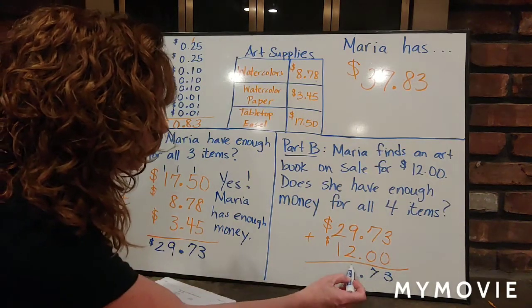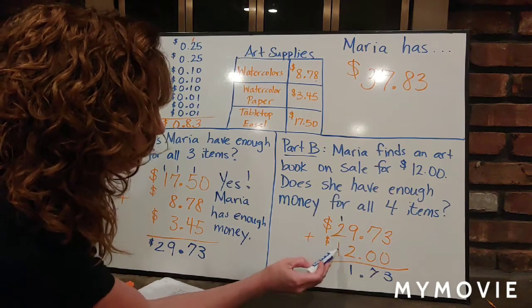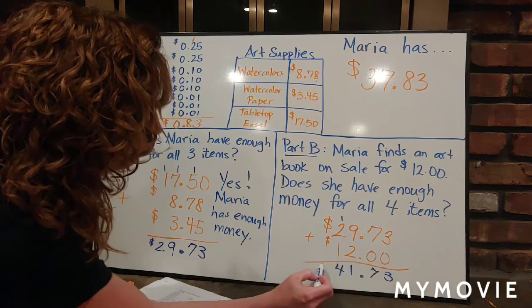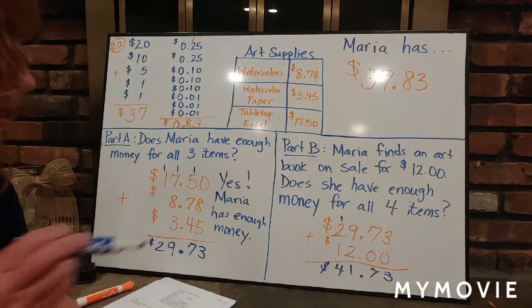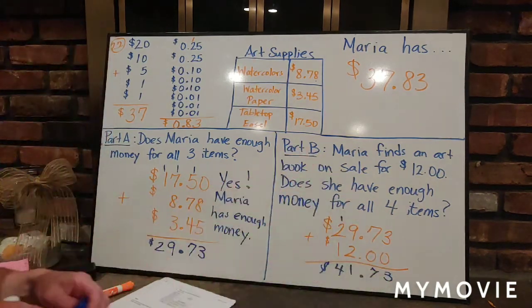9 plus 2 is 11. Put the 1 down, put the 1 up. 1 plus 2 is 3. Plus 1 is 4. And it's going to cost $41.73 for her to buy all 4.